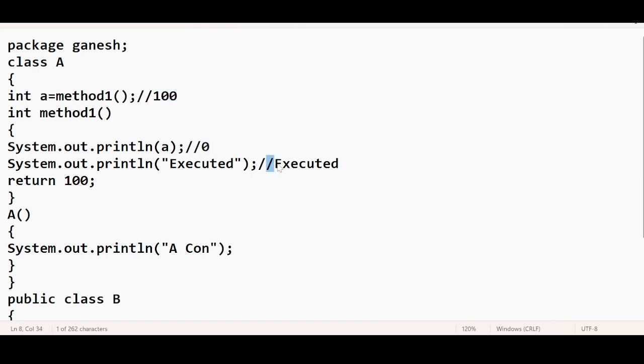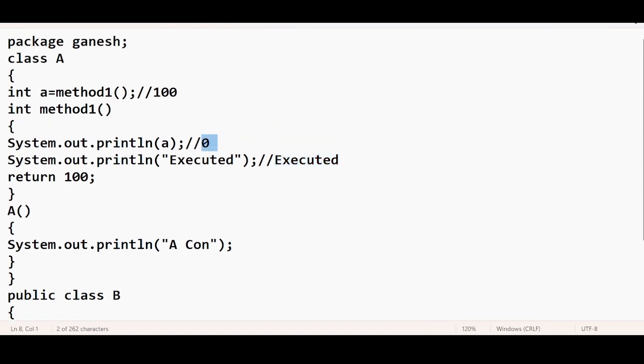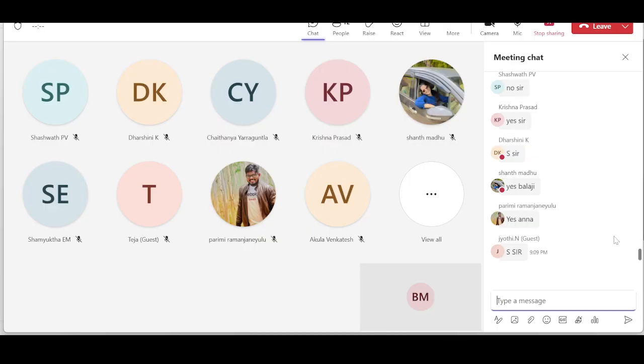These are the things that will be displayed to us. Why will these be displayed to us? They are given in the System.out.println. That's why 0 and executed will be displayed to us. Do you agree with me or not? If I run this, don't you think the output is going to be 0 and executed? Do you agree with me? Yes, no.